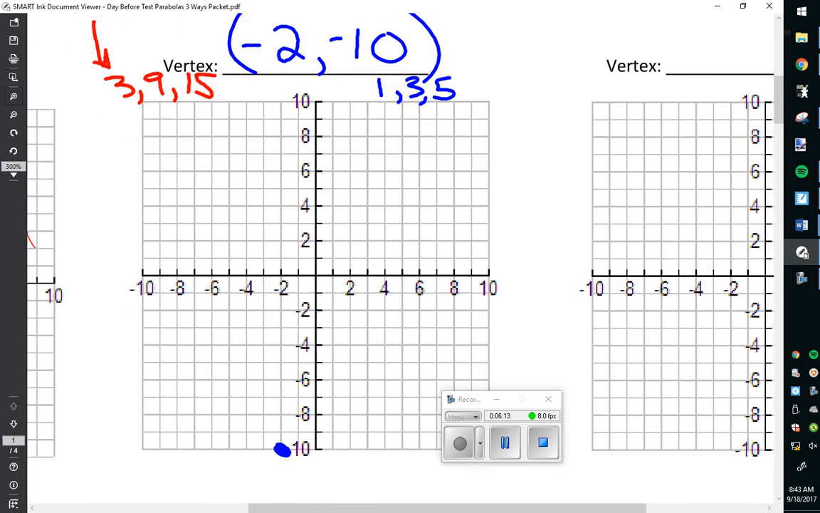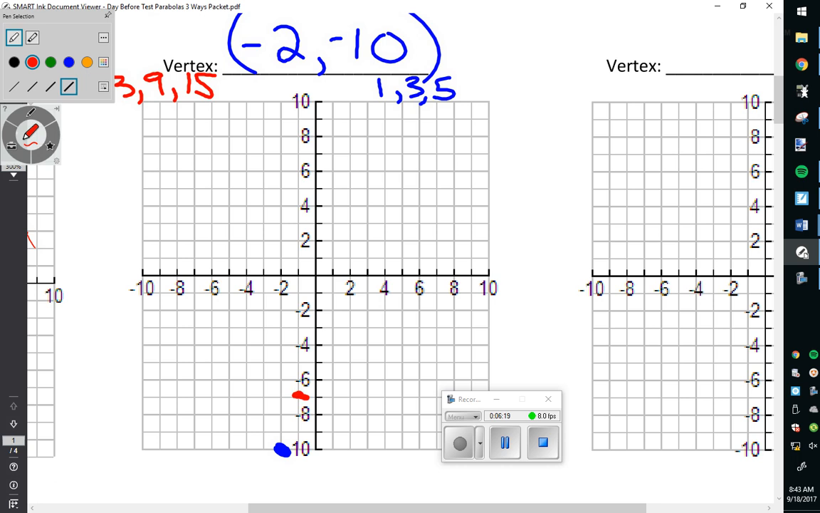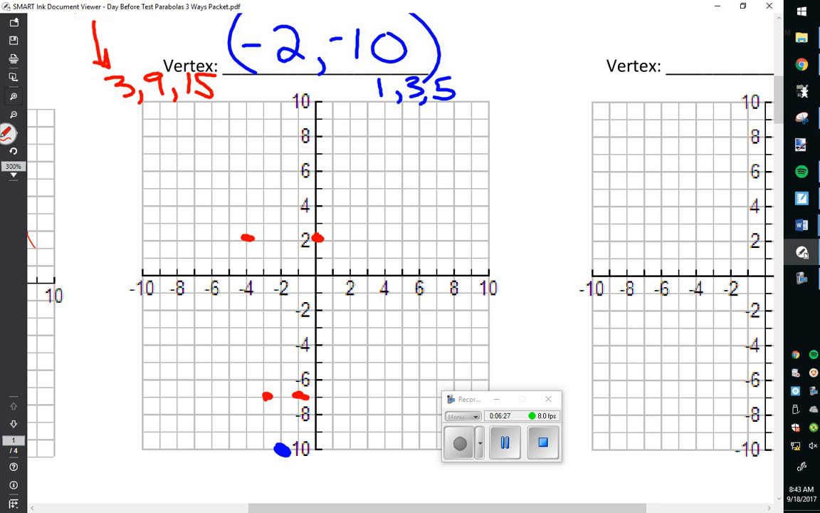So down here, starting at that first point she had, she's doing 3, 9, 15. So she's going up 3, 1, 2, 3 over 1. Up 9, 1, 2, 3, 4, 5, 6, 7, 8, 9 over 1. And then 15 would go off my paper, so that's enough. Give us something like that, and it's obviously going to keep going. Questions with 2?